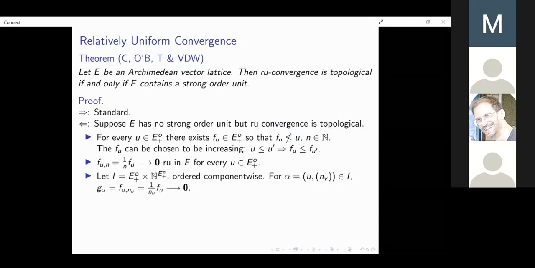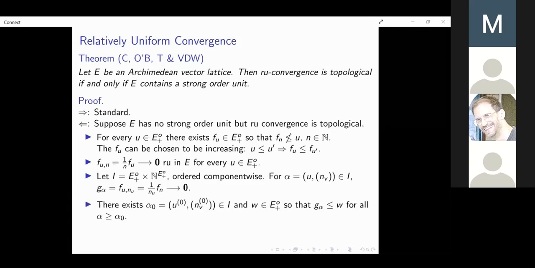Now we do a similar trick to what we did before. We make an index set I, which is the non-zero positive elements of E cross functions from the non-zero positive elements of E into the natural numbers, ordered component-wise, and we define our net g alpha in a similar way to what we've done before. We make this kind of diagonal net. Again, because we're assuming relatively uniform convergence on this space is topological, this net will converge to 0. And this will again give us a contradiction.